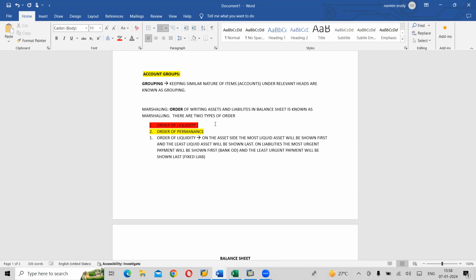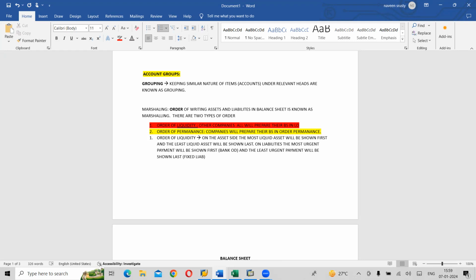So then who will prepare the order of liquidity? Other than companies, all will prepare their balance sheet in liquidity order, and companies will prepare their balance sheet in order of permanence. Now understood?